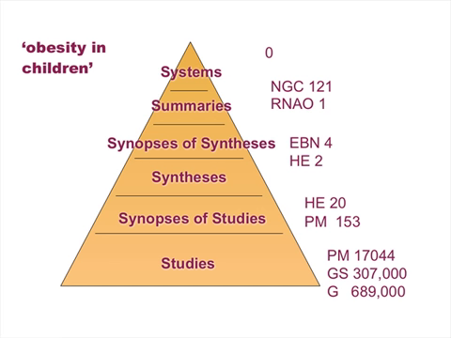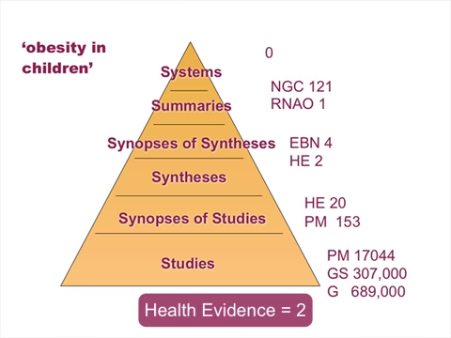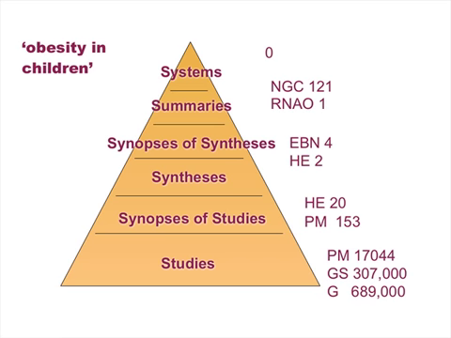Just one other point on the synopsis of syntheses, Health Evidence actually had 2 of their 20 systematic reviews that gave you the 2 to 3 page summary about what the systematic review was telling us, the implications for practice and policy. So from looking at this pyramid and the number of hits with the same search, you would probably go directly to Health Evidence, and you would find the best information in 5 minutes if you had used that strategy.